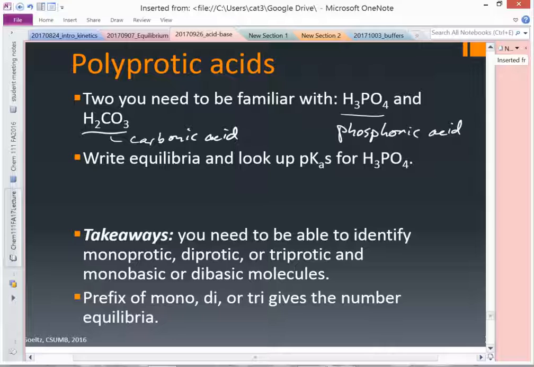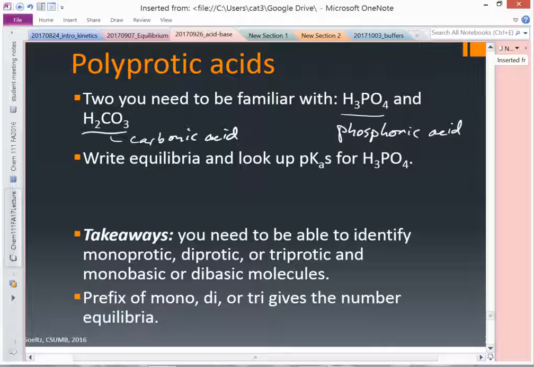You need to be able to identify monoprotic, diprotic, or triprotic, and monobasic, dibasic, or I guess tribasic molecules. How do you know? Well, what's carbonic acid? Mono, di, or triprotic? Diprotic. How did you know? Because there's two protons, two hydrogens. That's right. What about phosphoric? Yeah, it's triprotic. There are three.